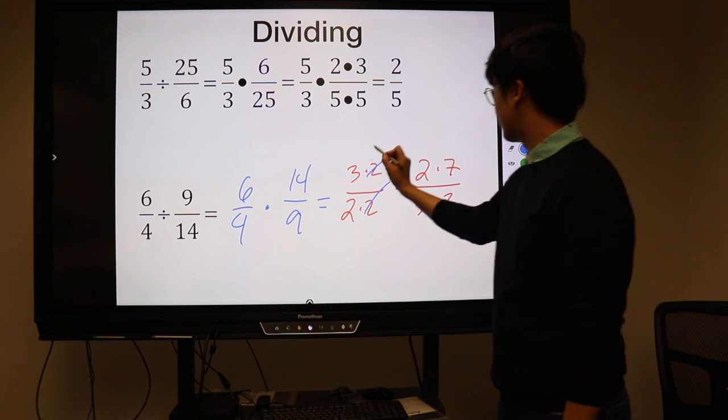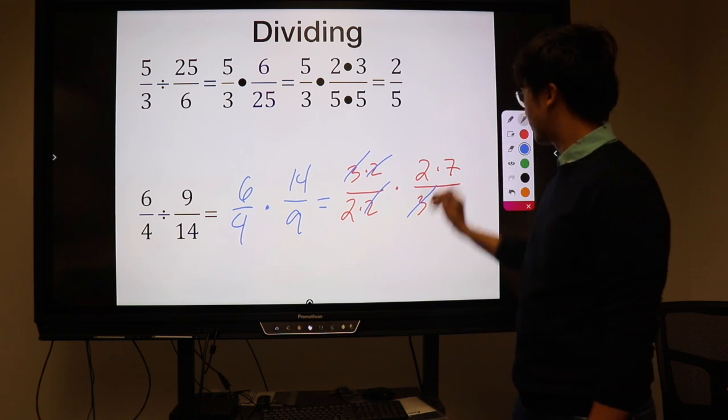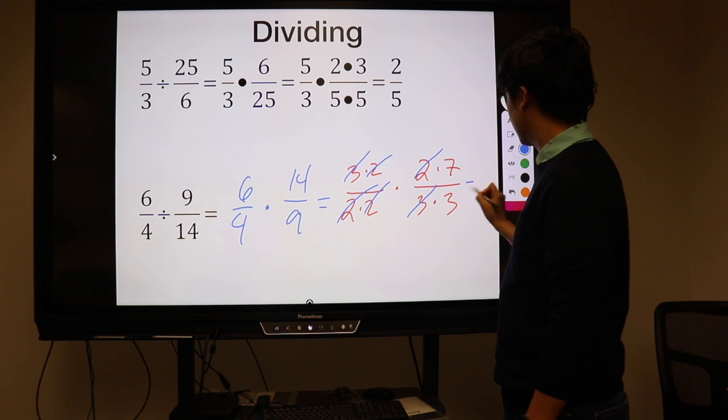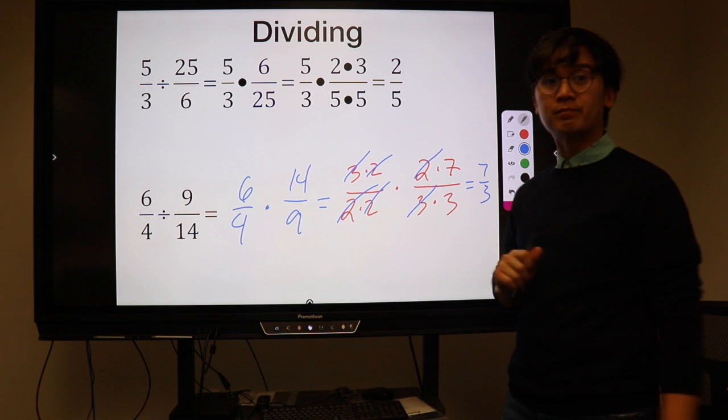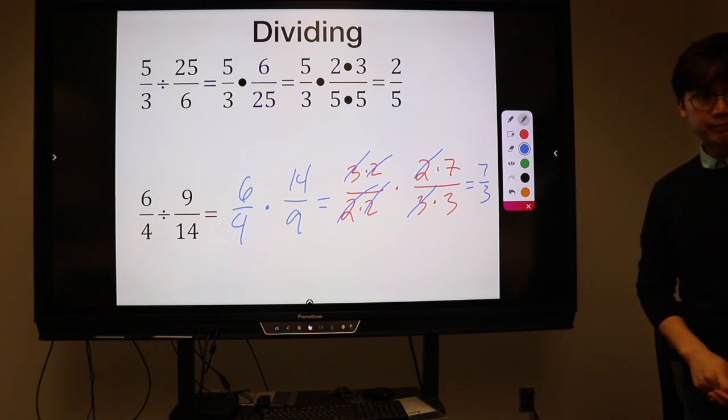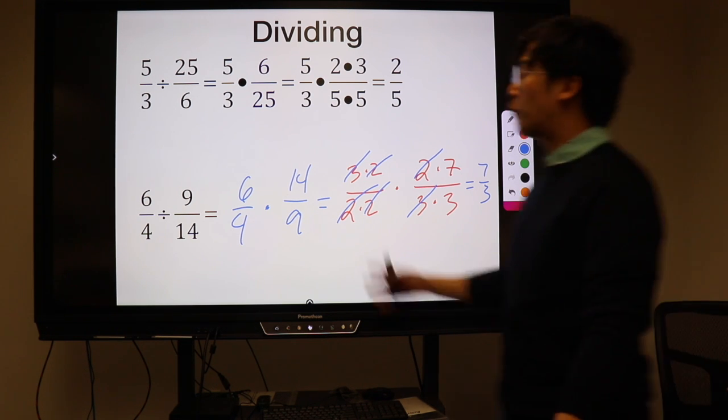3 and 3. Another 2 and 2. So you got 7 over 5. 7 over 3, which is more than 7 over 3. And that is the answer. Okay, I got it. And again, practice.